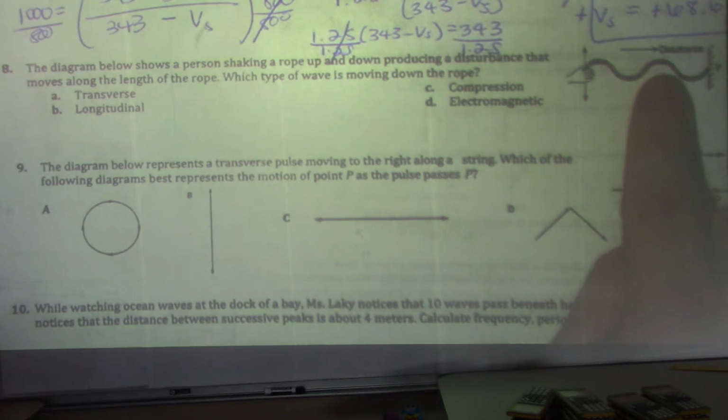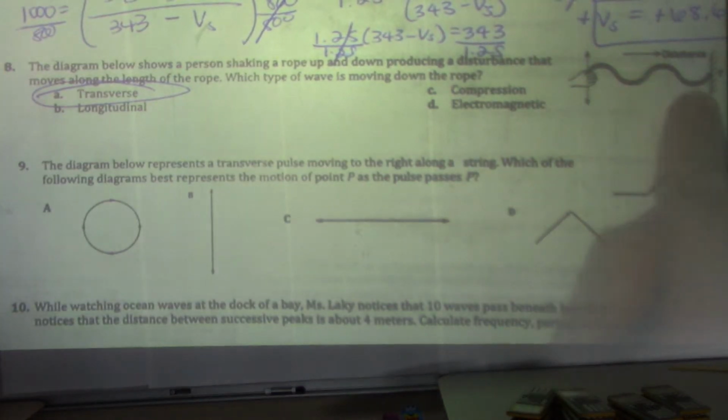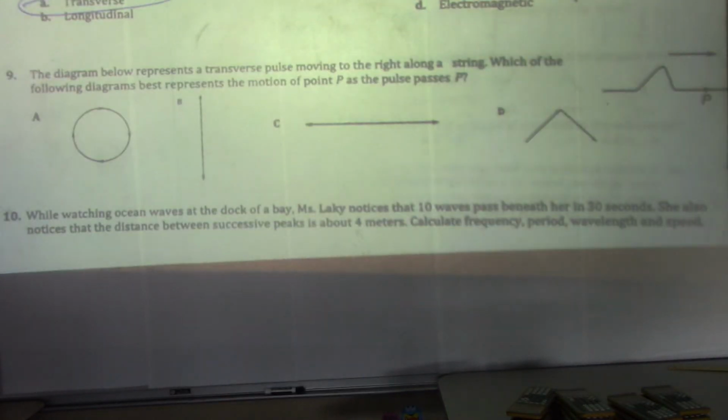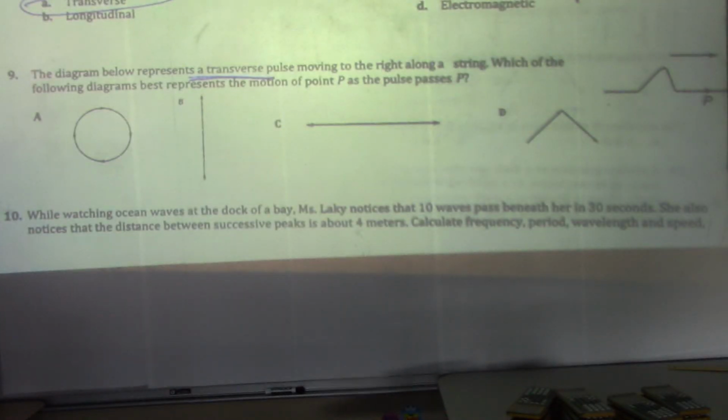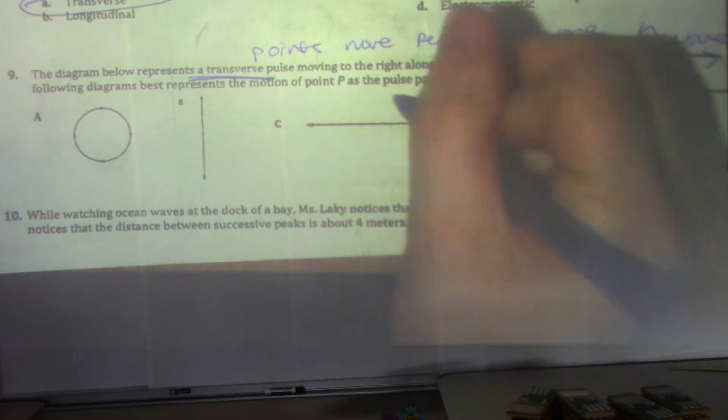This rope right here, it's going up and down, so that's going to be a transverse wave because I'm getting crests and troughs. If I get compressions and rarefactions, that would be longitudinal. This one, again, a transverse wave is moving to the right. And I want to know what is the motion of point P as the pulse passes. Well, the definition of a transverse wave is that the points move perpendicular to the wave direction. And I know that my wave is going to the right, so what's perpendicular to the right? Well, up and down. So B.